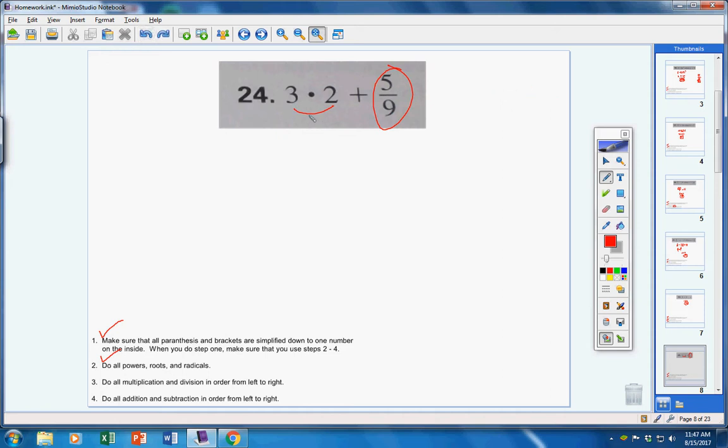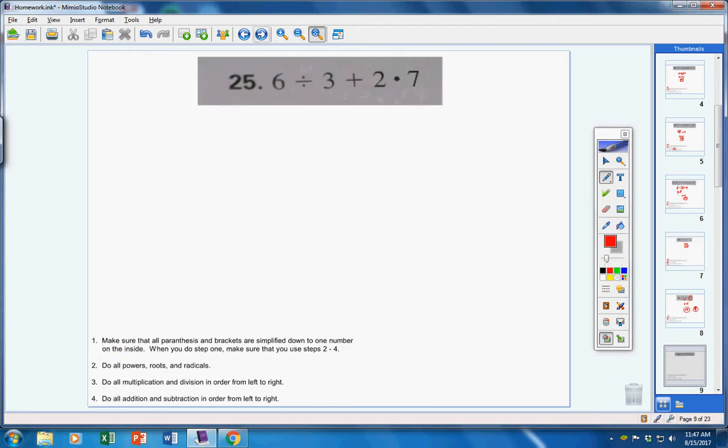I would say 3 times 2 is 6, and 6 plus 5 ninths is obviously 6 and 5 ninths. If you want to write that as an improper fraction, 9 times 6 is 54, plus 5 is 59, so 59 over 9 is also acceptable. Either one of those two answers is fine.